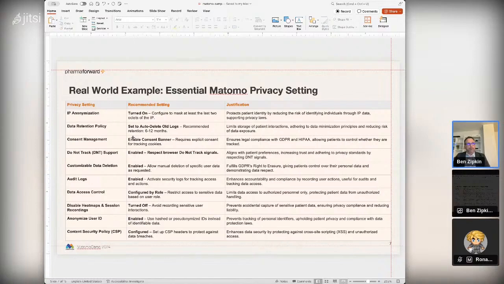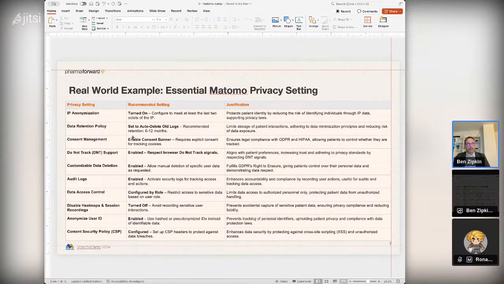Consent management: most companies that I work with have their own consent management platform, their own CMP. OneTrust tends to be very popular in the US. But if not, we can use the consent banner to ensure that we are requiring explicit consent.